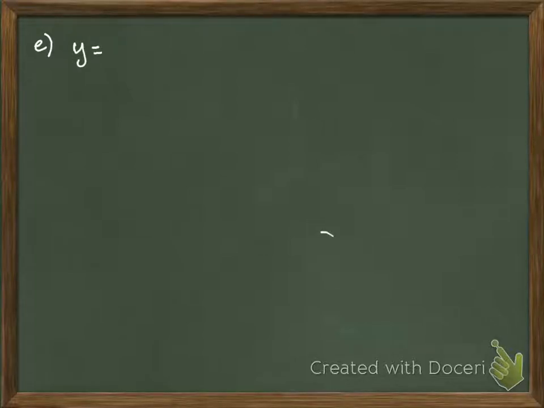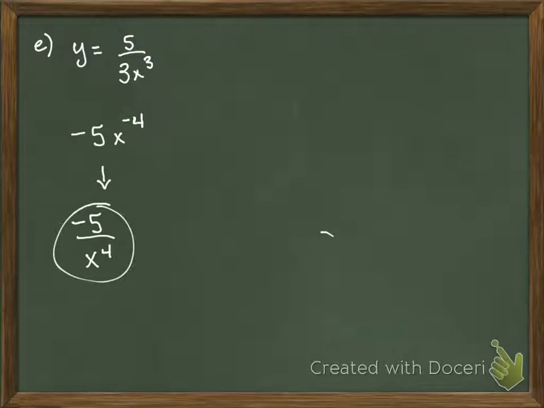So look at, what do we say? E was the next one. What y'all get on E for 5 over 3x to the third? So a lot of y'all got that. Negative 5x to the negative 4. Okay, if we don't want to use negative exponents, we need to take that x to the fourth and put it in the bottom. Okay? So does it matter?